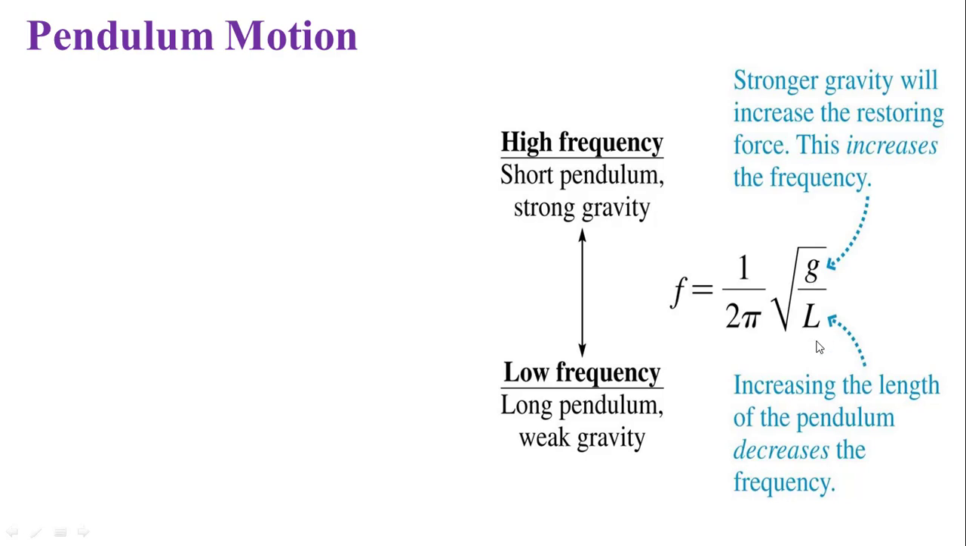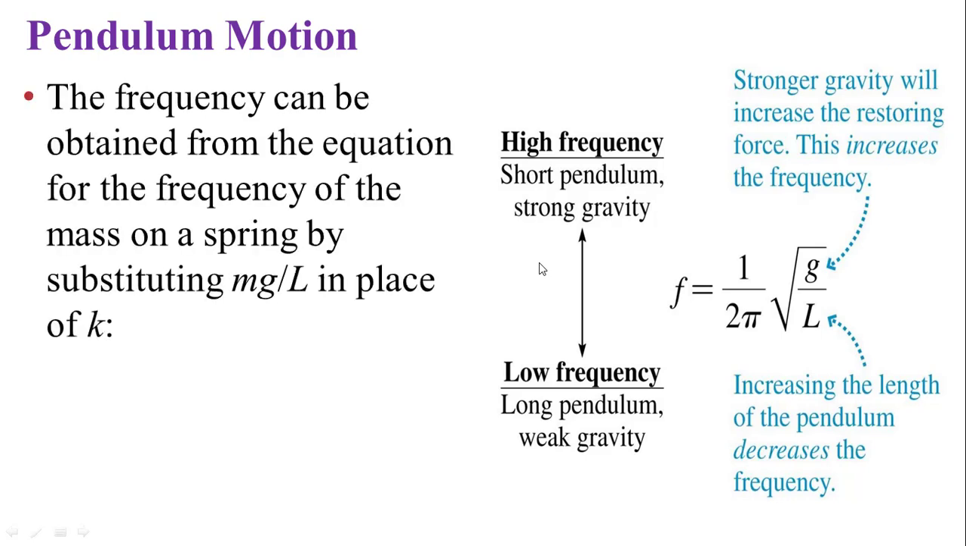If we increase the length of a simple pendulum, then the frequency decreases, because f is equal to 1 upon 2 pi times the square root of g over L. Similarly, if L increases, the time period increases, but the frequency decreases. Now we will discuss that the frequency can be obtained from this equation, given by f is equal to 1 upon 2 pi square root of g over L.